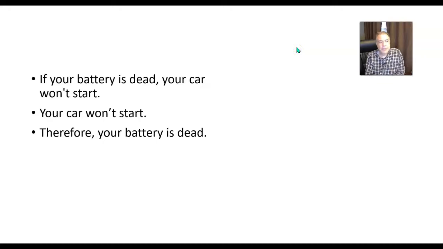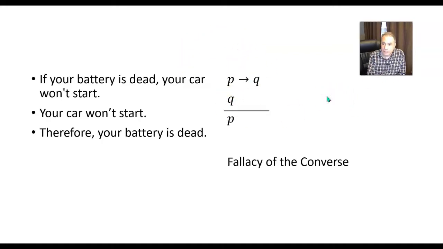Next example, if your battery is dead, your car won't start. Your car won't start. Therefore, your battery is dead. In symbols, if P, then Q. Q, therefore P. Do you recognize this? This is the fallacy of the converse. And of course, being a fallacy means that it is invalid.